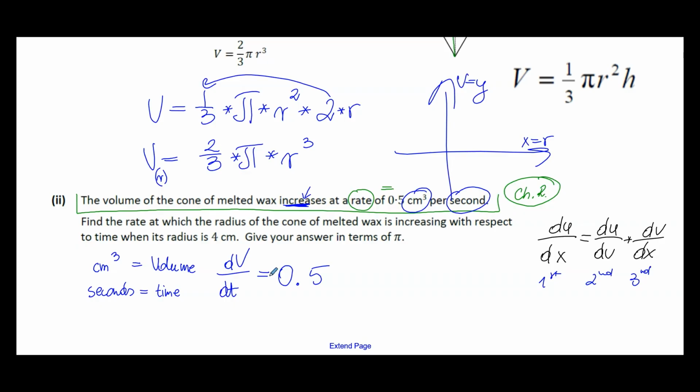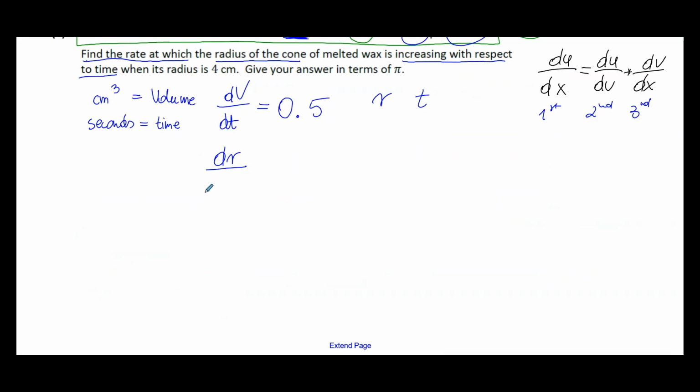Okay, now they are telling us which derivative we have to find. Find the rate at which the radius of the cone, so it is r, of the melted wax is increased with respect to time. So I'm looking at radius and time. And again, by default, you can always take time as x. So dr/dt, I'm looking for it when the radius is 4. That's the one I'm looking for.